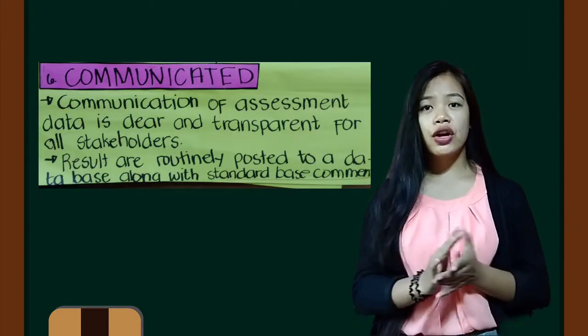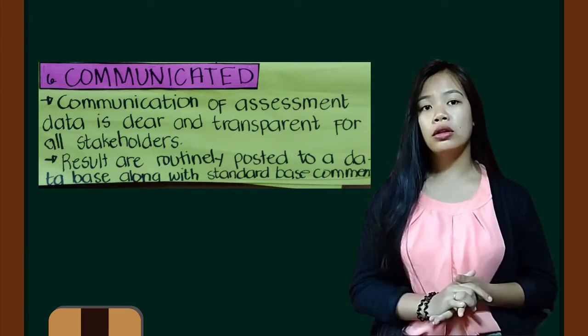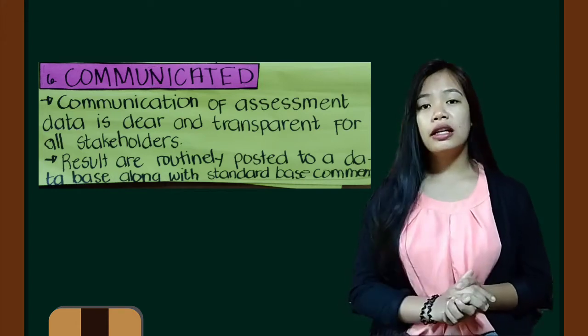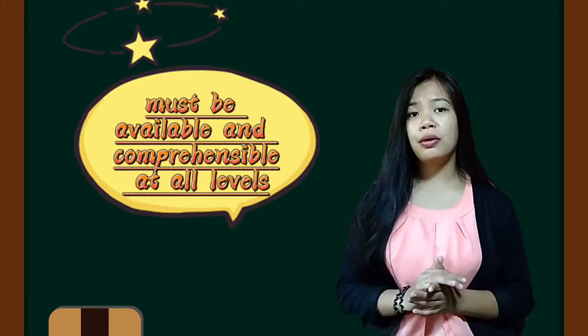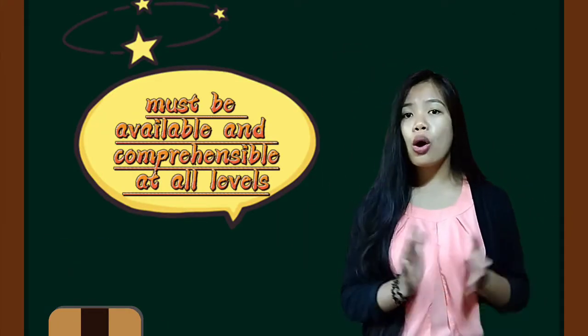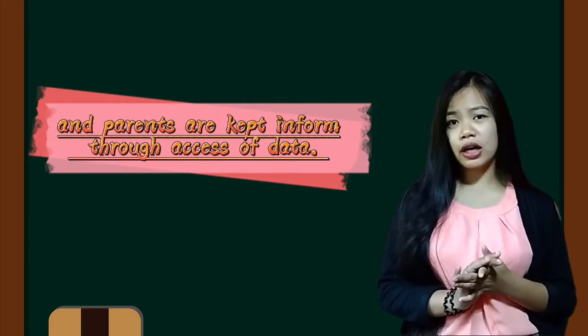The sixth one is communicated. Communication of assessment data is clear and transparent for all stakeholders. Results are routinely posted to a database along with standards-based commentary, both of which must be available and comprehensible at all levels. Students receive routine feedback on their progress, and parents are kept informed through access to visible progress reports and assessment data. The seventh one is the technically sound.